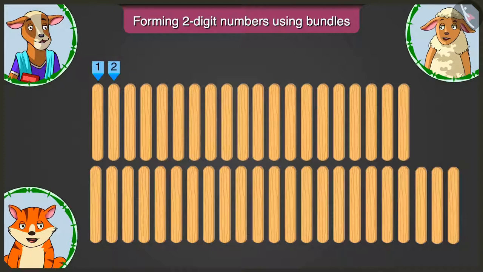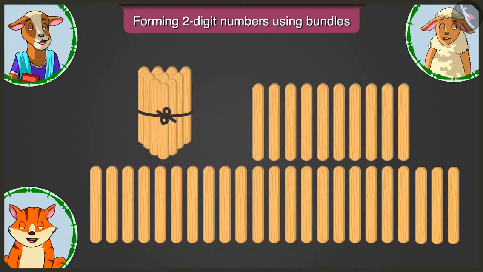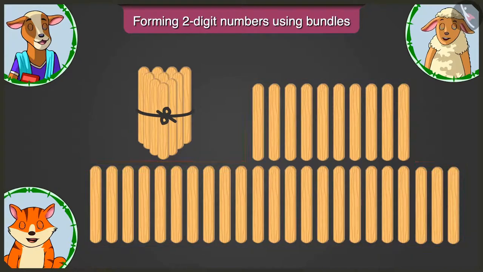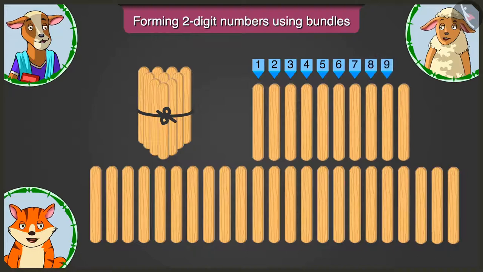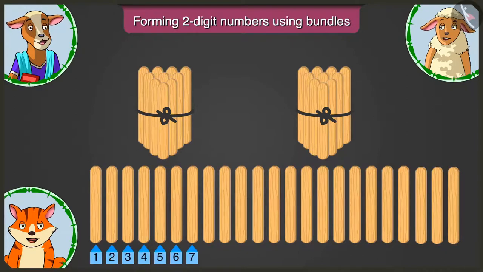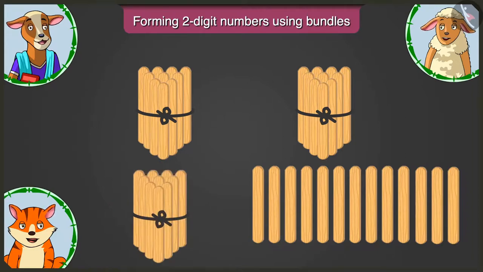1, 2, 3, 4, 5, 6, 7, 8, 9 and 10. Here is one bundle of tens. Come on, Billy. Now make the second bundle of tens from the remaining sticks. 1, 2, 3, 4, 5, 6, 7, 8, 9 and 10. This is the second bundle of tens. Now form the remaining bundles. 1, 2, 3, 4, 5, 6, 7, 8, 9 and 10. Look, we made a third bundle of tens also.